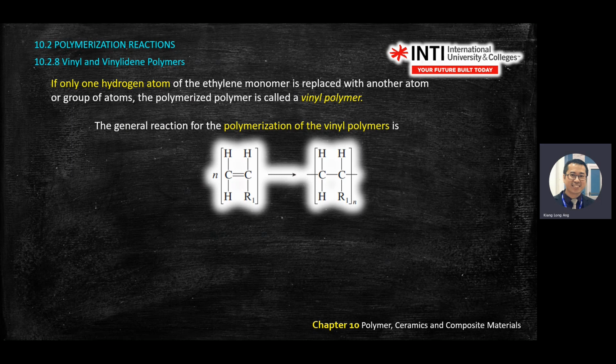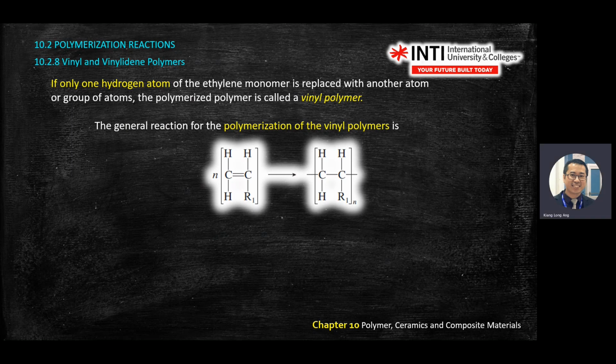So this is a monomer. And again, what is the number n? N is the degree of polymerization, DP, right, or the number of polymer units that you have. So you replace one of the hydrogens with one of the element R here. Okay, so it will form this one. The carbon double bond will break into a single bond. So this one will become an active site.